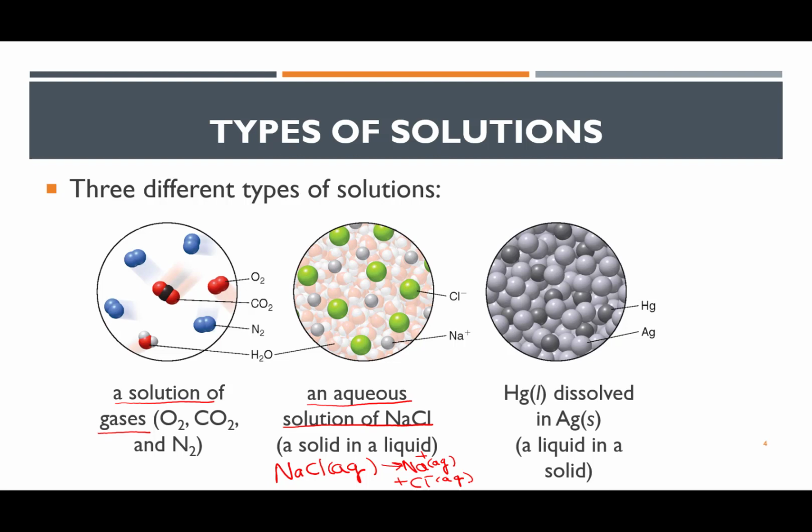And the third type of solution is when a liquid is dissolved in a solid. This is not very common, unlike the other two. The example is when mercury, which is liquid, is dissolved in silver, which is solid. That's also a solution, a liquid and a solid. As you can see in this example, liquid mercury is dissolved in solid silver. These are the three different types of solution that we talk about.